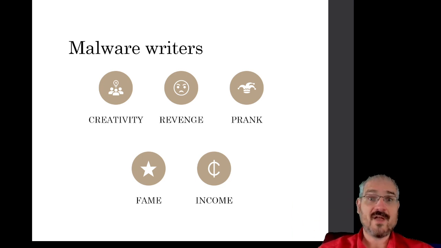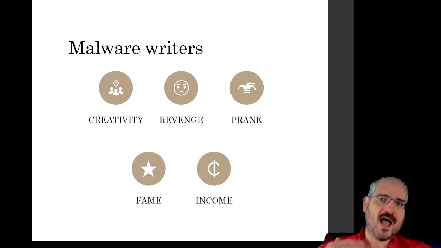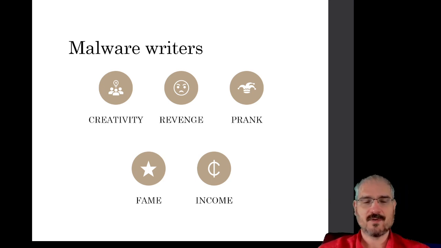The second one is revenge, right? Somebody has upset me. The bank denied my loan or foreclosed on my house or something. So I'm going to write some kind of malware to get revenge on that person or entity or organization that upset me. And I'm going to create the malware in order to make their lives worse.